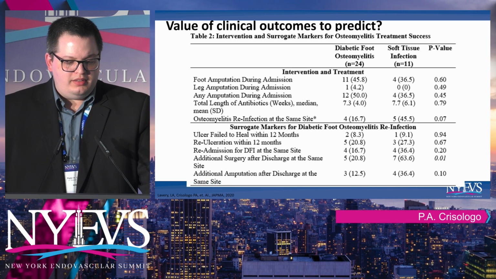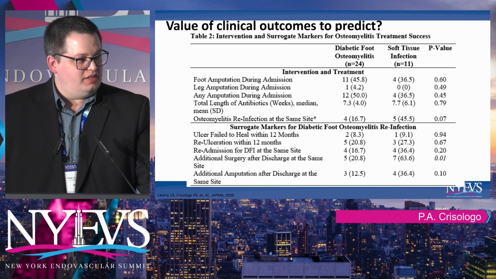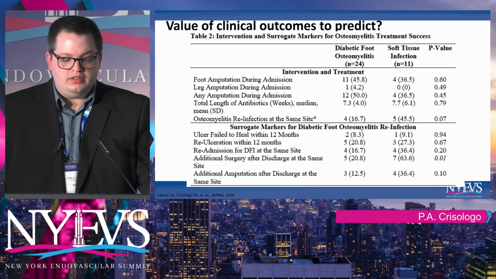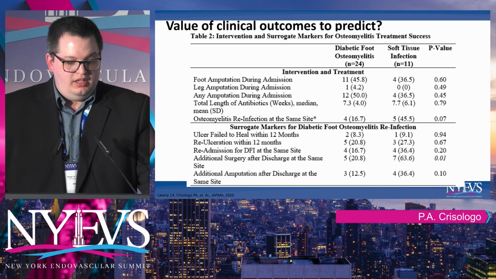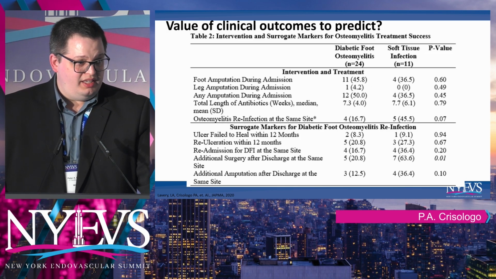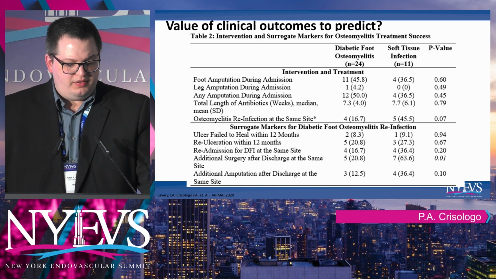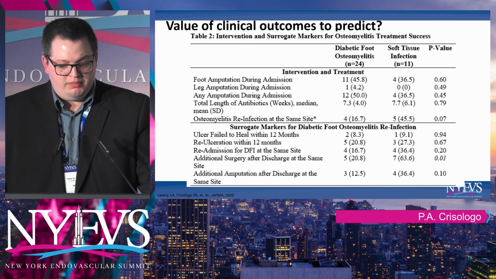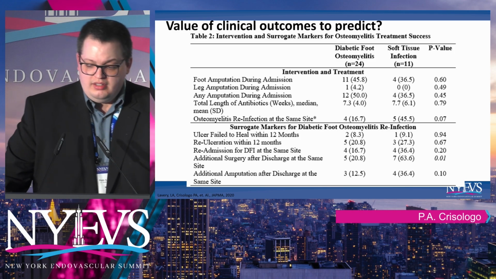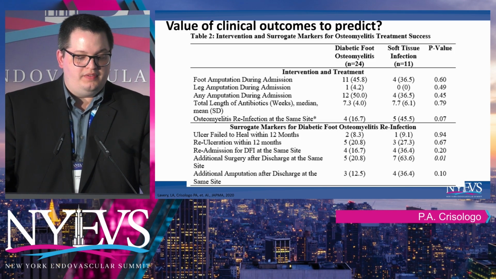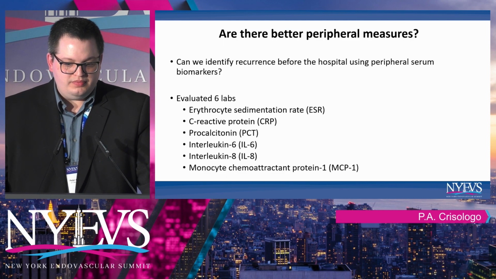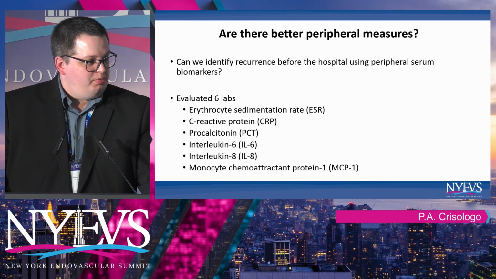So, okay, what about the classic findings, the one that everyone looks at? Did they heal? Well, a few years ago we looked at clinical surrogate markers between patients who had bone infection and not, and it really didn't make a difference. There was no difference in ulcer failing to heal within 12 months, reulceration, or readmission. The only thing that was significant was that additional surgery after discharge at the same site was higher in the soft tissue patients. So are there better peripheral measures for predicting this?